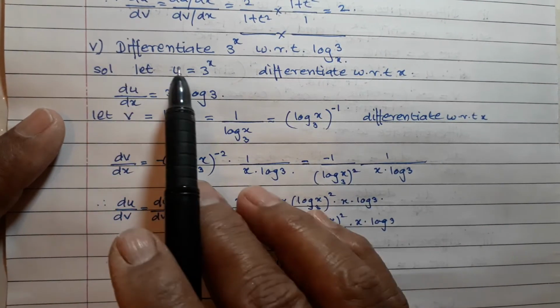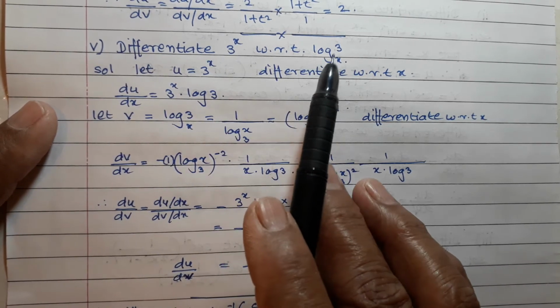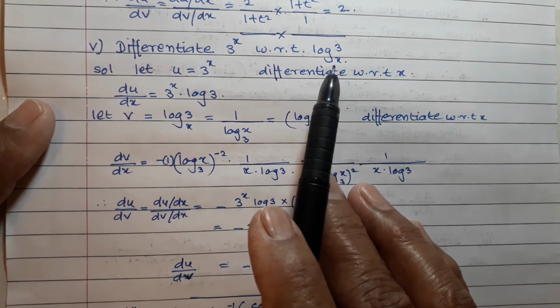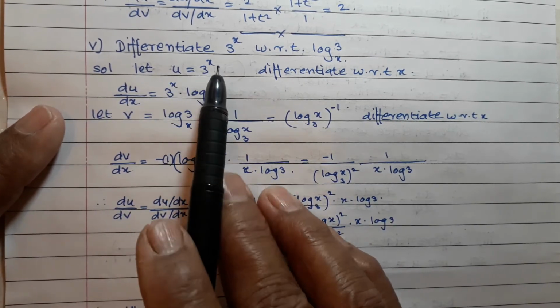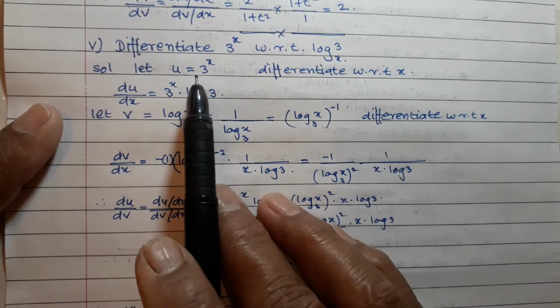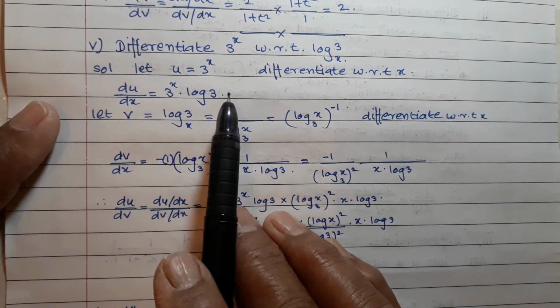Question number 5. Differentiate 3 raised to x with respect to log x to the base 3. Let u is equal to 3 raised to x. Differentiate with respect to x. du/dx is equal to 3 raised to x log 3.